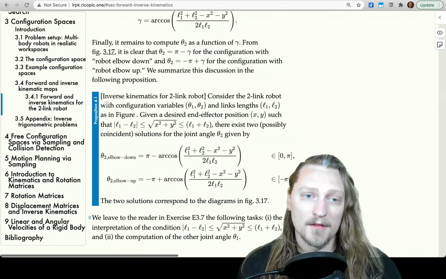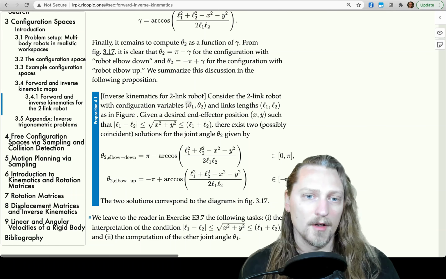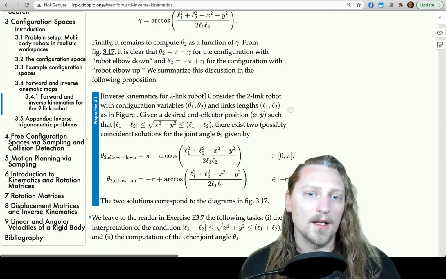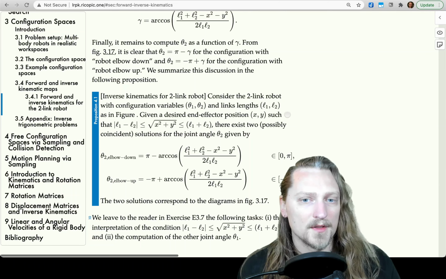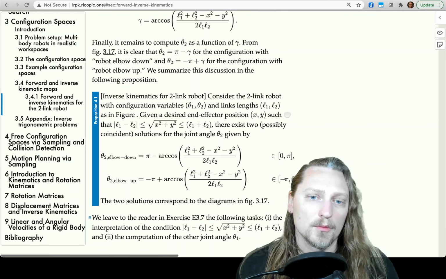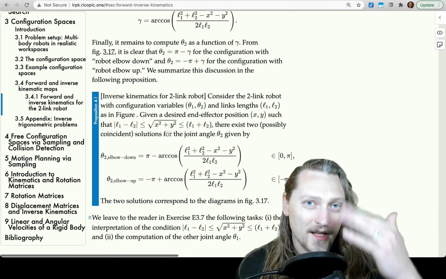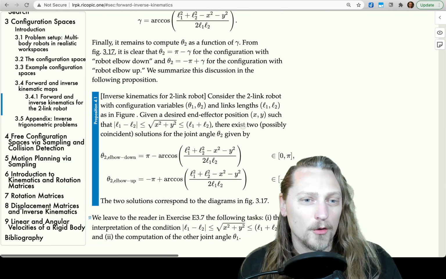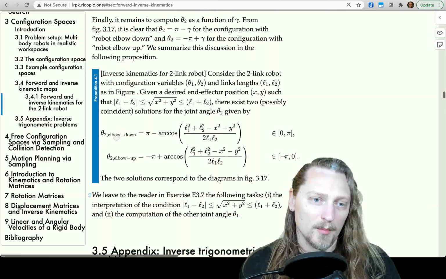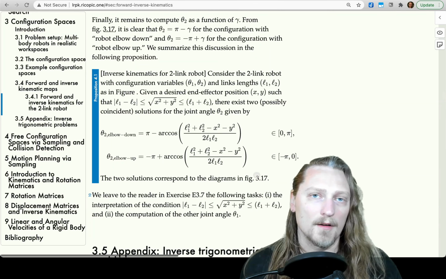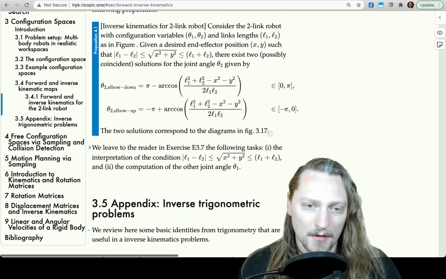Proposition 4.1, inverse kinematics for two-link robot. Consider the two-link robot with configuration variables theta 1, theta 2, and link lengths L1, L2 as in the figure. Given a desired end effector position x, y such that it's in this range that is valid for solutions for us, outside this range, we can't reach it with this robot. There exist two possibly coincident solutions for the joint angle theta 2 given by the elbow down and the elbow up equations here. The two solutions correspond to the diagrams of figure 3.17, the left and the right hand side.